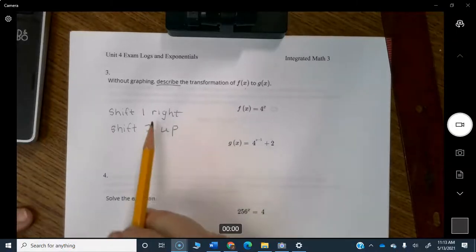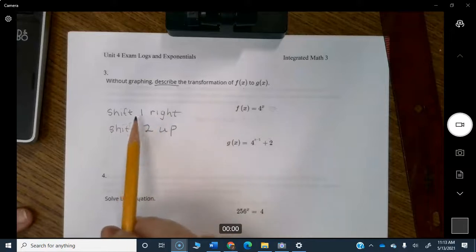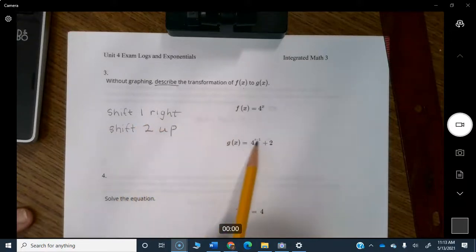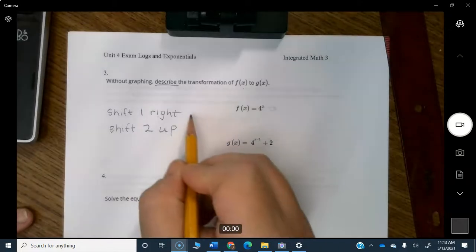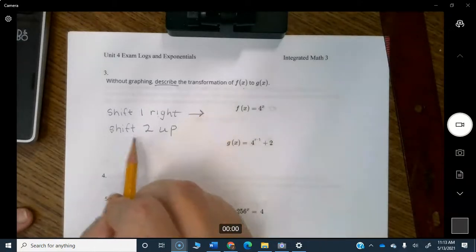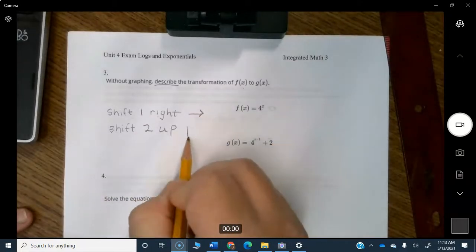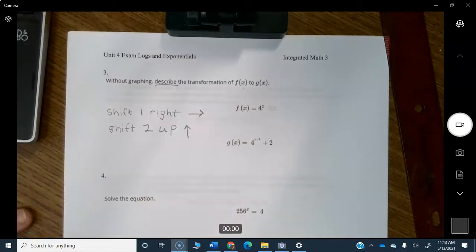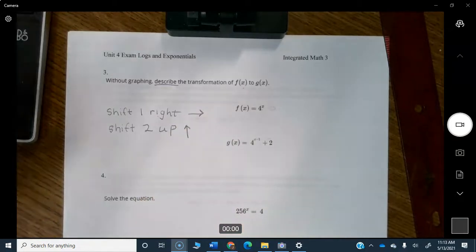Okay, so that's all you would have to write for this answer, okay? That it shifts 1 to the right. That's this up here in the exponent. The x minus 1 shifts it 1 to the right. And you can put an arrow if you want. And the 2 here shifts it 2 up. And that's it. That's all you need to write for that.